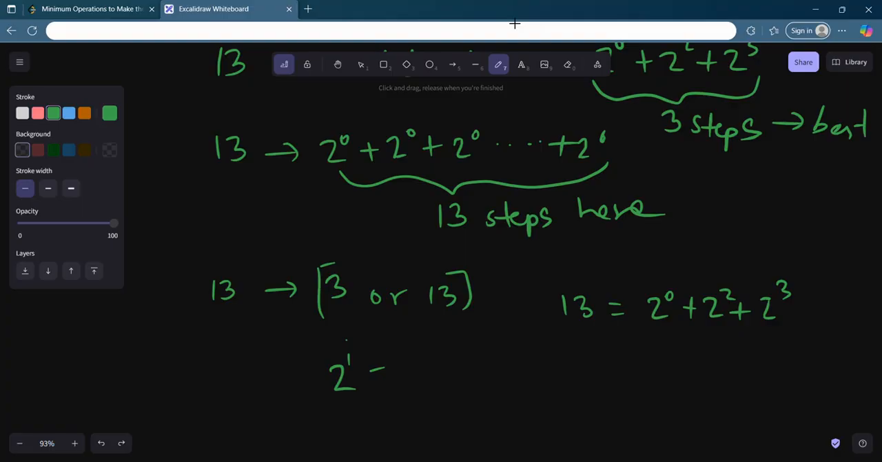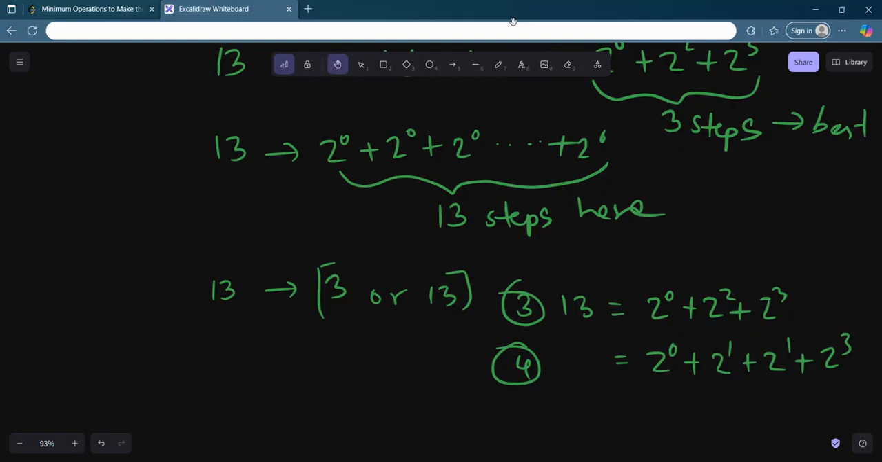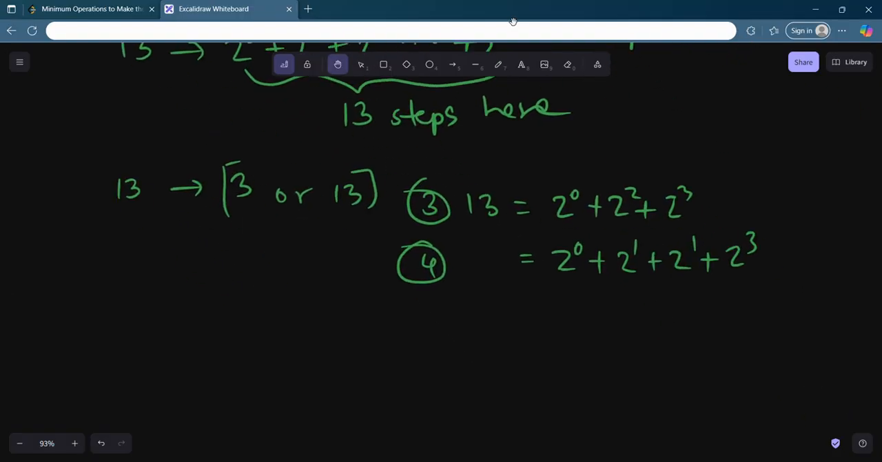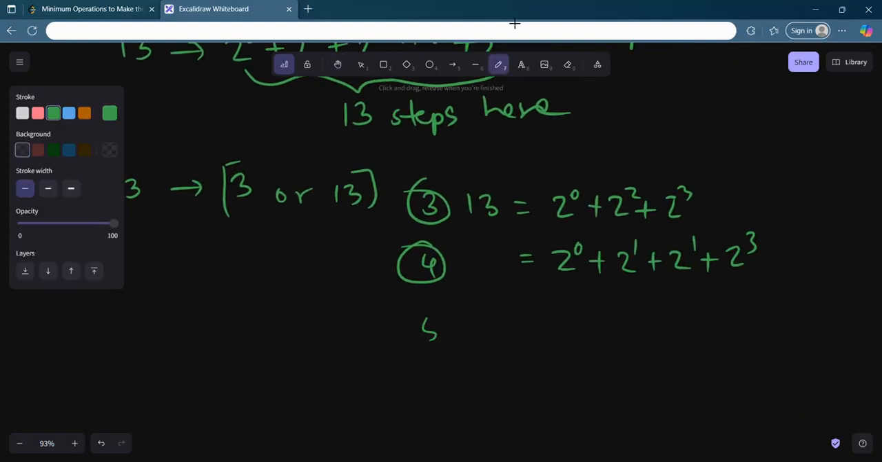I hope you can understand this. And definitely this 13 can now be written in, if I am asking you for 3 steps, I am asking you, tell me for 4 steps. You will do 2 to the power 0, you will write it as 2 to the power 2, you will write it as 2 to the power 1 plus 2 to the power 1, and it will also give you 13.